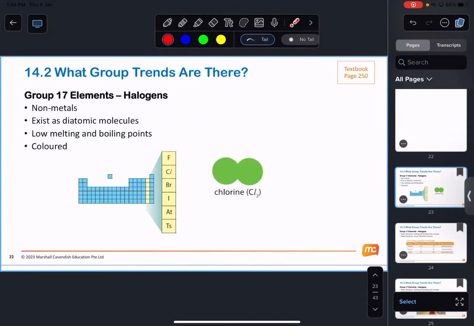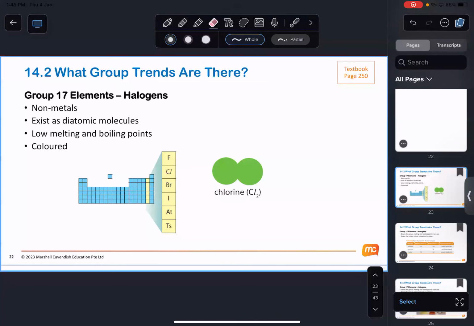Because it's totally opposite. Now your group 17 is called your halogens. Take note of the name. Sometimes they will just refer to them as the halogens. They are non-metals and they exist as diatomic molecules. Why diatomic? Same explanation as just now, but the bonding is slightly different. How many valence electrons does group 17 have?